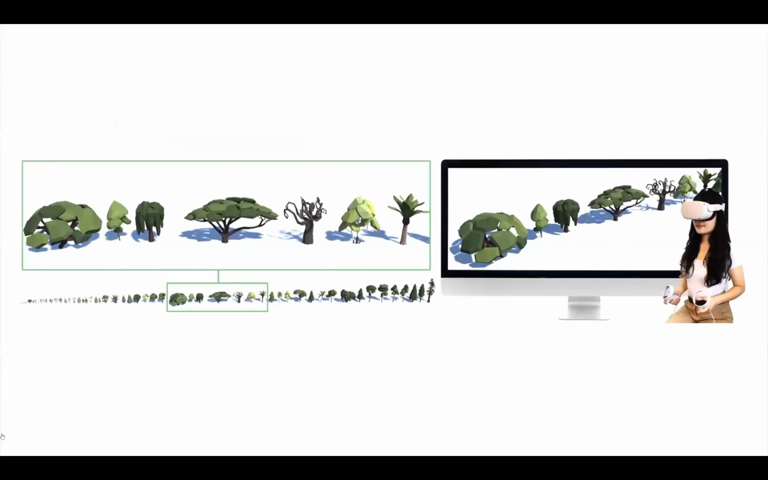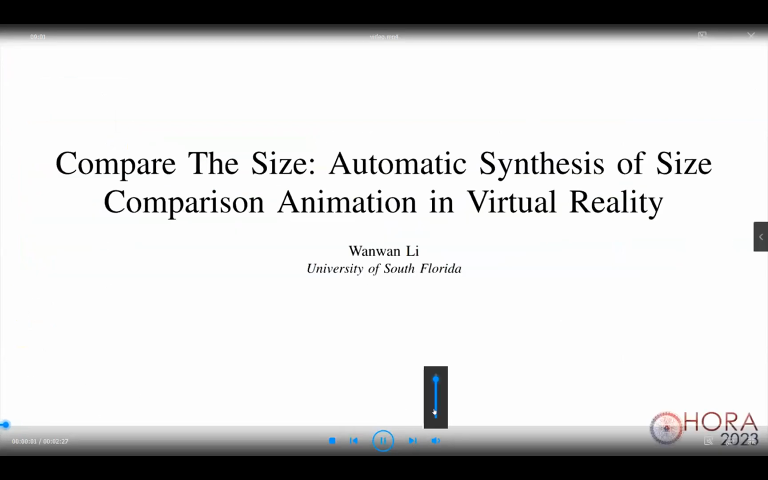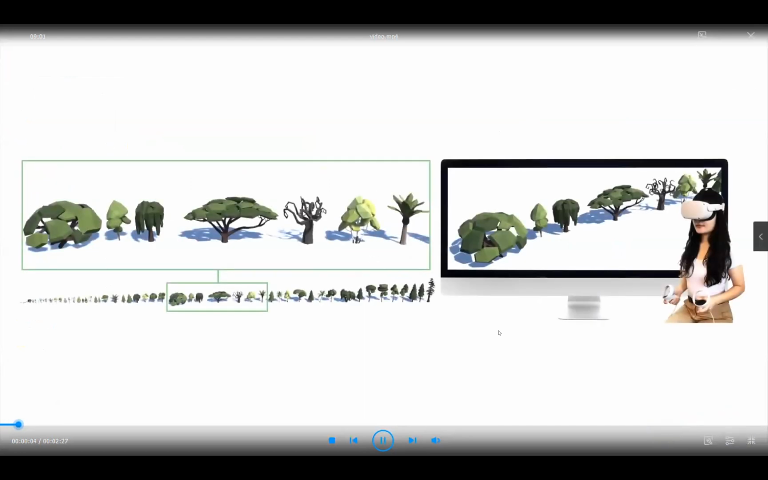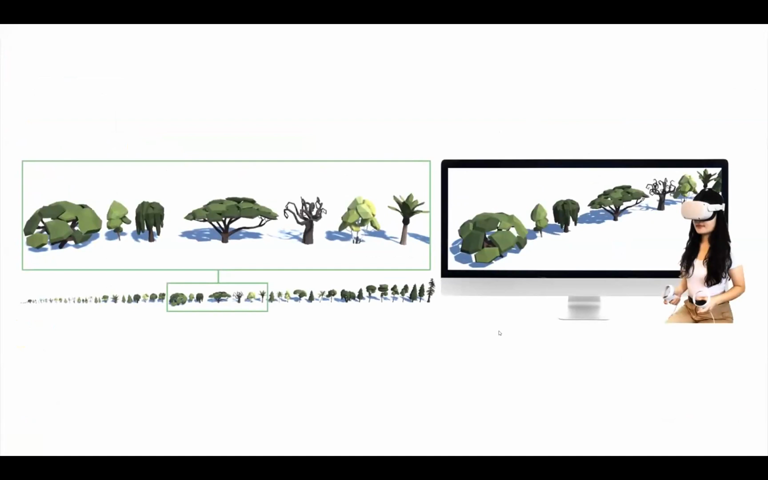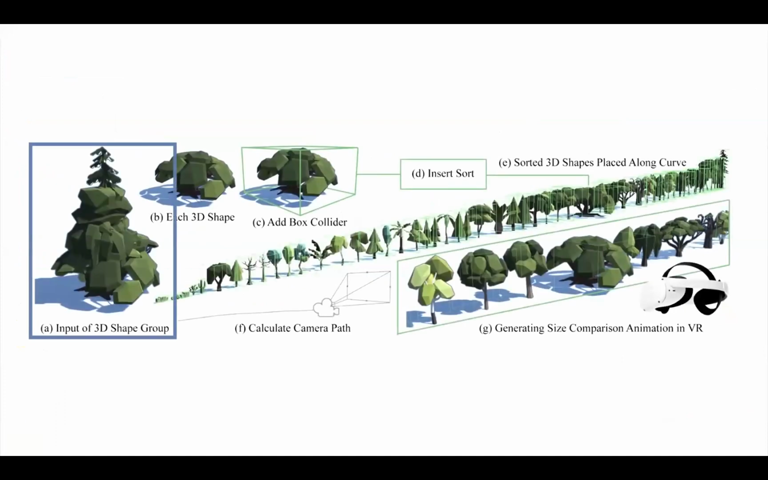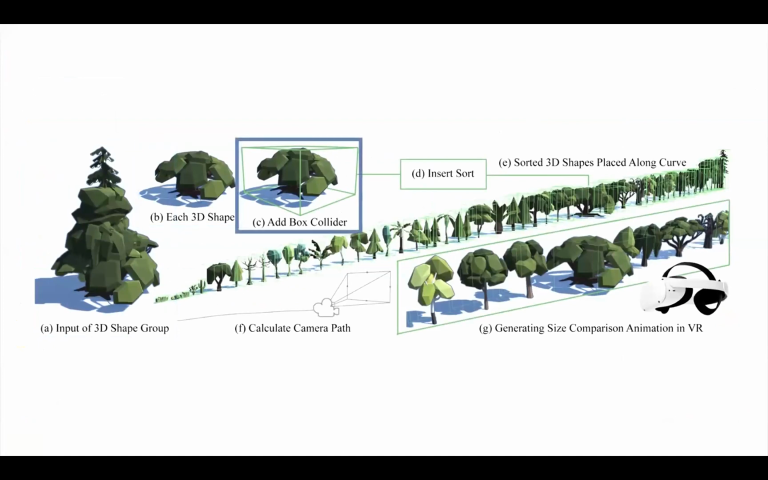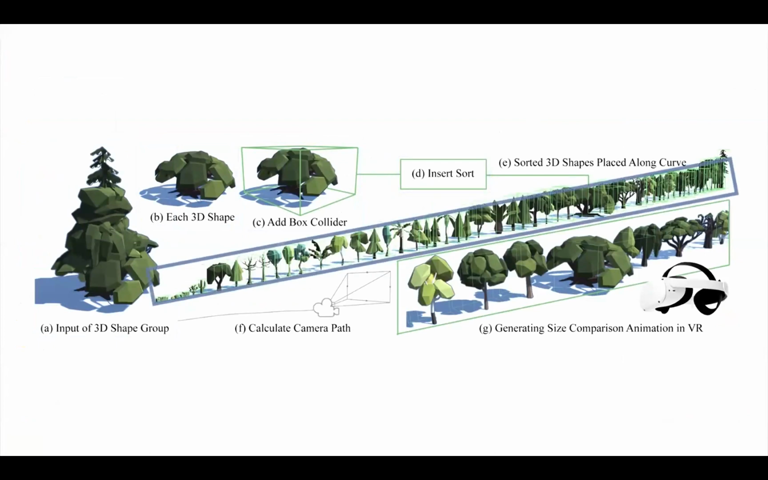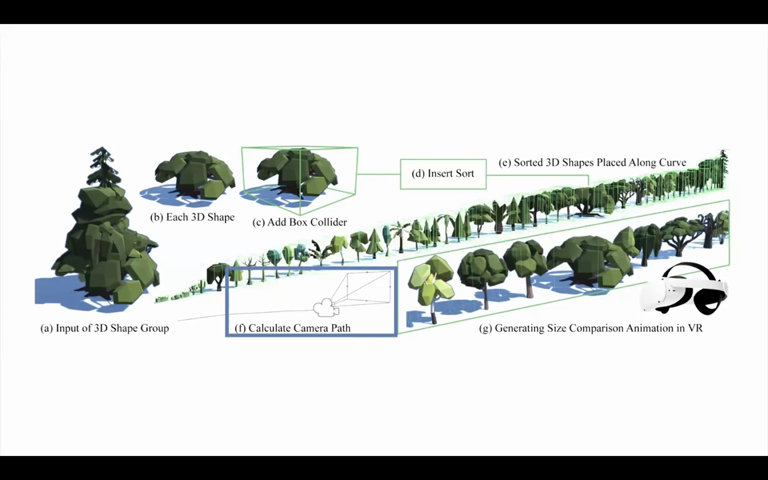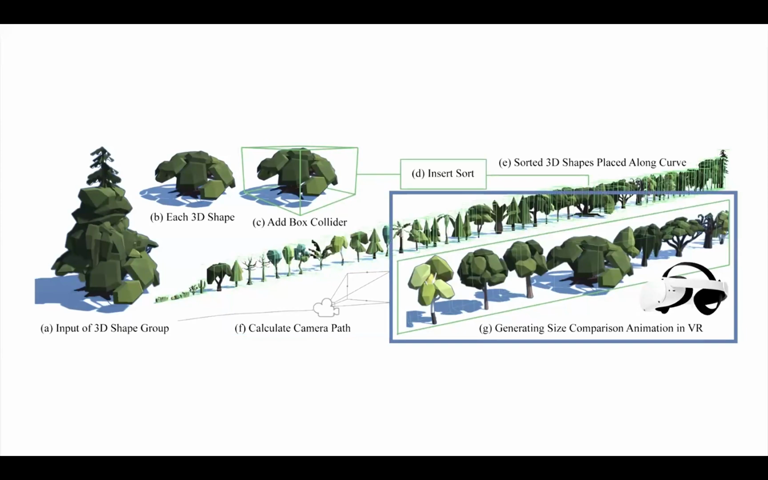Yes, and this is the video. In this paper, we propose the automatic synthesis of size comparison animations in virtual reality. Given a group of assets in Unity Editor, for each 3D shape in the group, we attach a box collider component. Then, we sort the 3D shapes according to their heights and place them along a parametric curve. Next, we calculate a path for the camera to navigate along that parametric curve. In the end, users can watch the size comparison animation using SteamVR.